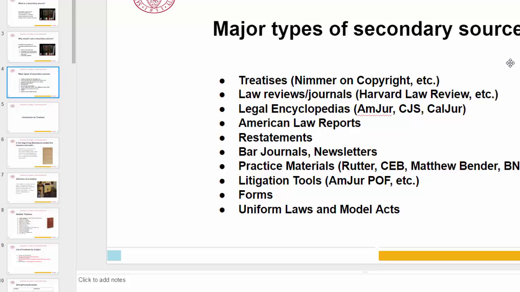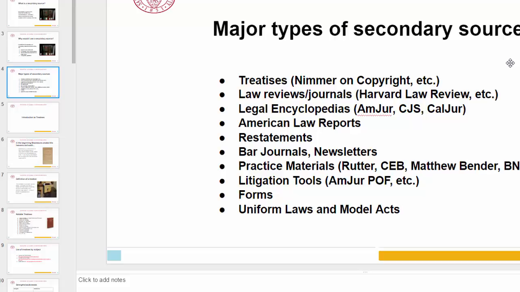Legal encyclopedias will include our national encyclopedias, of which we have two. There's AmJur, American Jurisprudence, and Corpus Juris Secundum, also abbreviated as CJS. California is unique in that we're a large enough state to have our own state encyclopedia, and that is called California Jurisprudence, or CalJur. American Law Reports is a national secondary source. It's considered more substantive than an encyclopedia entry. It is national, so it will include both federal and state legal topics, with the exception of ALR Fed, which, as the name would imply, is exclusively federal legal materials.